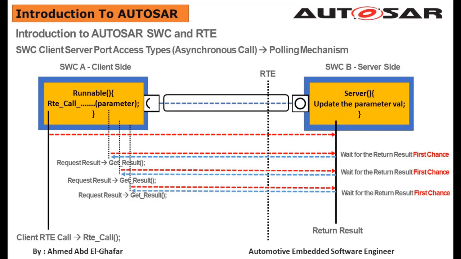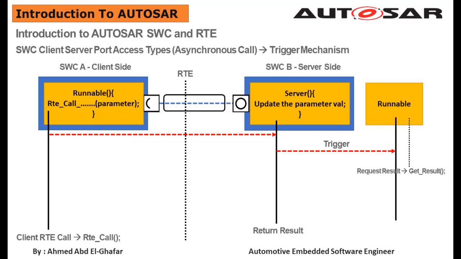The second situation used for the asynchronous call configuration, you can use the polling mechanism. You just trigger the RTE call from the client side to invoke the server to start work and prepare your data. But here there is no timeout configuration, so you will just poll on the result till you get it from the server, okay? The third situation used for the asynchronous call configuration, you can use the trigger mechanism.